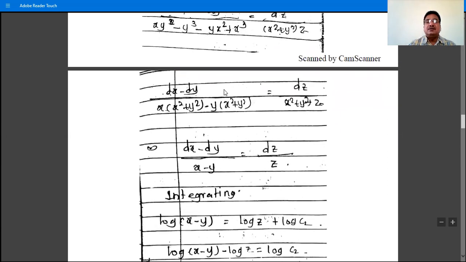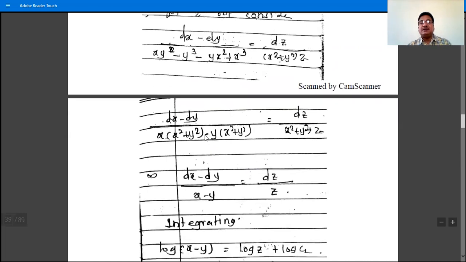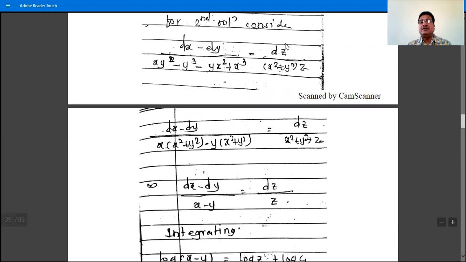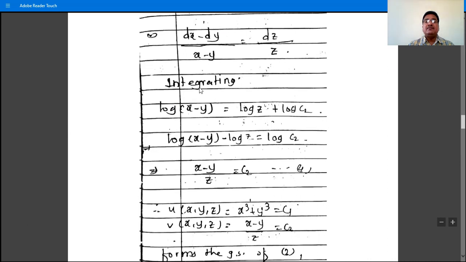This is the second method, that is the method of multipliers. In the place of each ratio, consider the third ratio and choose multipliers 1, minus 1, and 0. After integration, using the rule that the integral of f dash x divided by f x is log f x, we have log of (x minus y) equal to log z plus log c2.